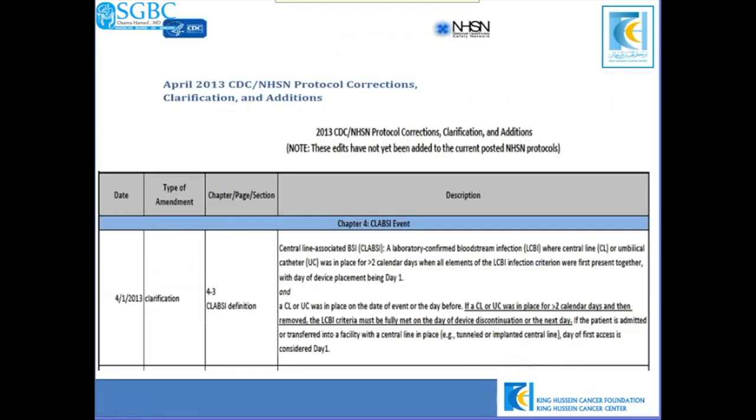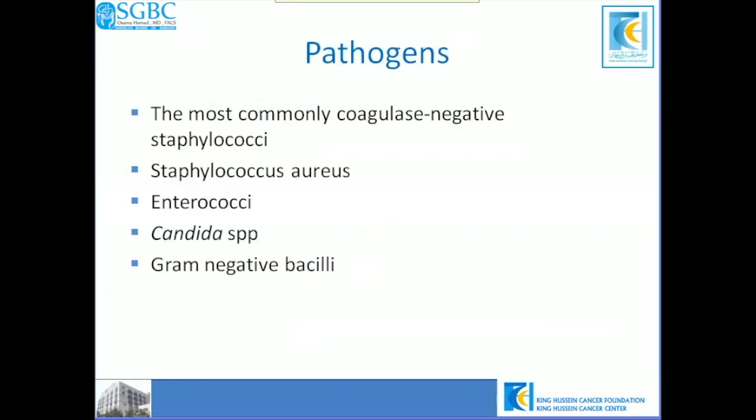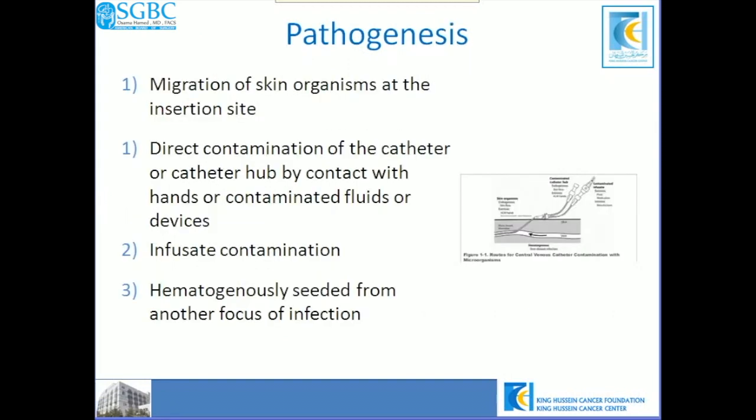The most updated definition from April 2013 CDC website, they made some adjustments. Again, our infection control committee follows these updates on a daily basis, and they're very, very meticulous when they define the CLABSI versus something else. We know that pathogens, this is from the United States, most commonly coag-negative staph. I don't have the data for our center. I know it's there, but I didn't have access to it. Staph aureus, E. coli, Candida, and gram-negative bacilli in almost 20% of these patients.